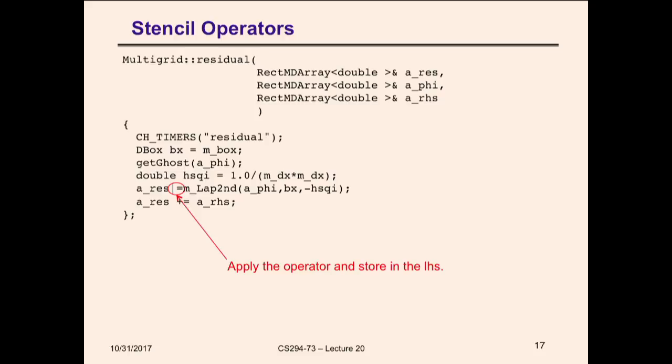This is an operator, bar equals. What it does is it says take what's on the left hand side and stuff into it what you get from applying the stencil to phi over a box, and then you multiply overall by a scalar. And the scalar happens to be minus 1 over h squared. So this computes minus 1 over h squared times the Laplacian.